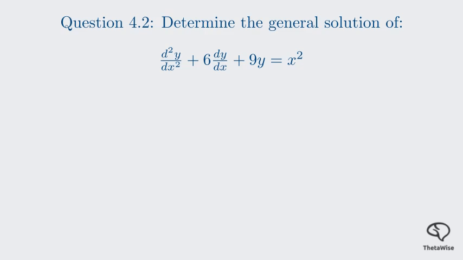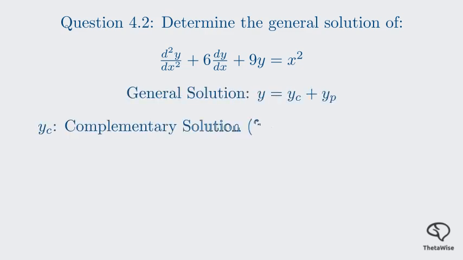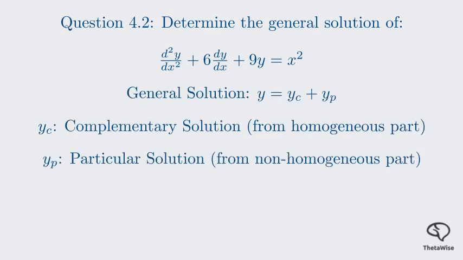Solving these equations involves two main steps. The general solution, which we call y, is the sum of two parts: the complementary solution, yc, and the particular solution, yp. The complementary solution, yc, comes from the associated homogeneous equation where the right side is 0, and the particular solution, yp, is found based on the form of the non-homogeneous term. Let's begin with the first part, finding the complementary solution, yc. Our objective is to determine yc from the associated homogeneous equation.